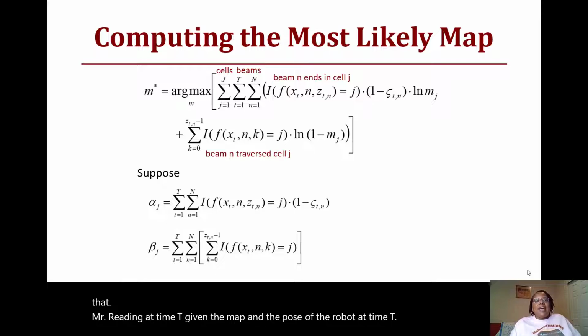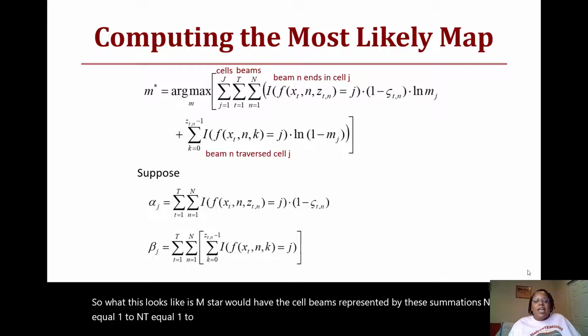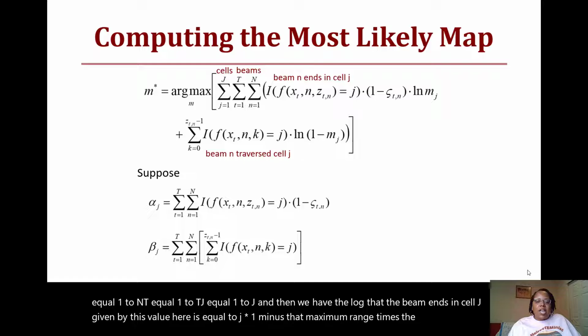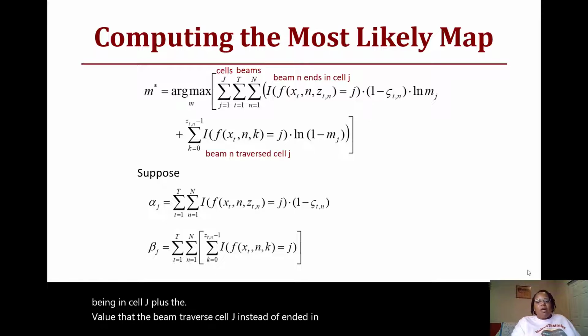So what this looks like is m star would have the cell beams represented by these summations, n equals 1 to N, t equals 1 to T, j equals 1 to J. And then we have the log that the beam ends in cell j, given by this value here is equal to j, times 1 minus that maximum range, times the log of that value being in cell j, plus the value that the beam traversed cell j instead of ended in cell j, times the log of 1 minus the map value at that j.